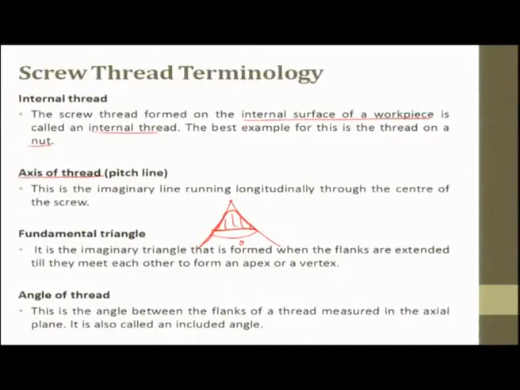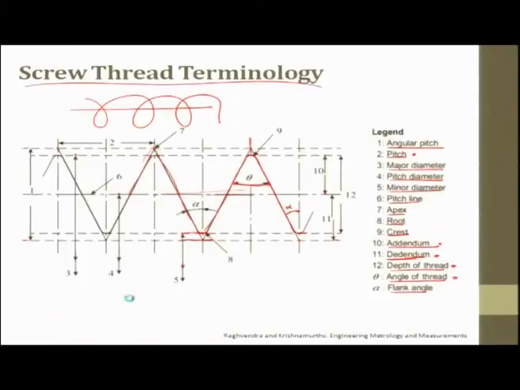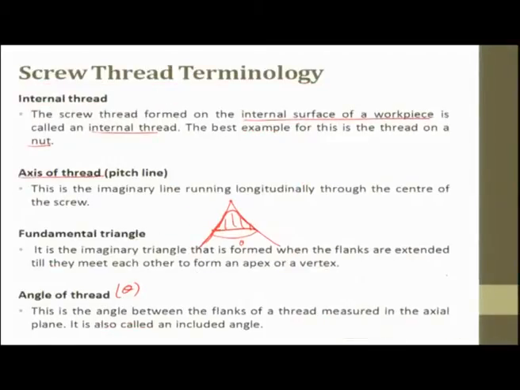Angle of thread. This is the angle between the flanks of the thread measured in the axial plane. This is the angle between the flanks, theta. If you go back and look at it, theta is nothing but the angle of thread. This is a flank, this is a flank. Between these two flanks, the angle which is subtended is called theta, the angle of thread. All these parameters have to be measured.